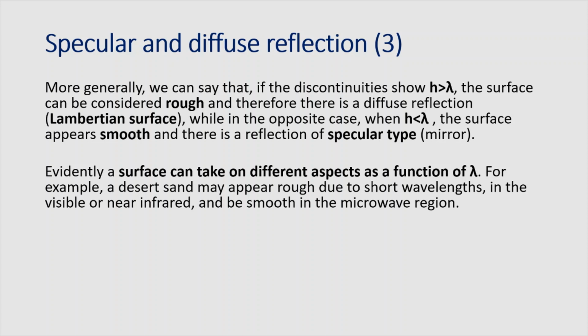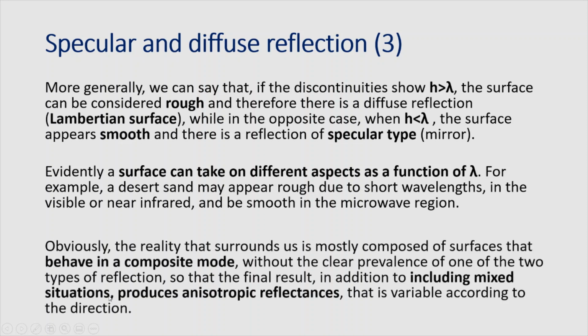So the same surface can be rough in the visible, for example, and can be smooth in the radar bands, where we are facing centimetric wavelengths. In this case, in the deserts where we have very flat surfaces, these surfaces can be specular reflectors, for example, in the radar acquisition. So there's another behavior that depends on the wavelengths.